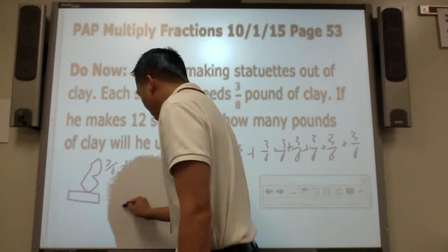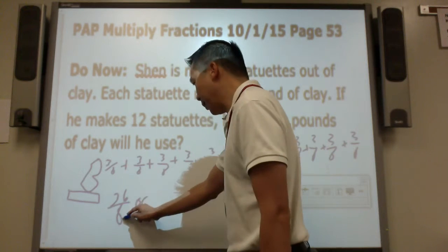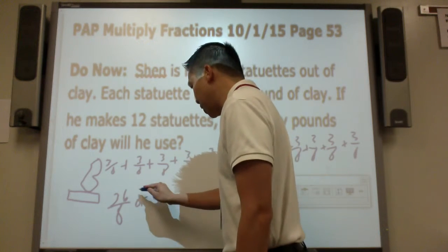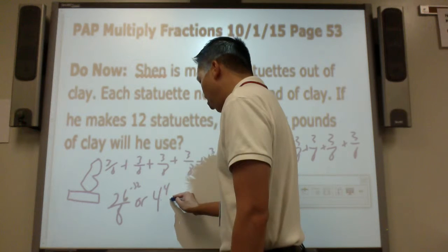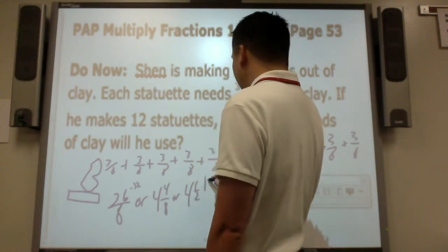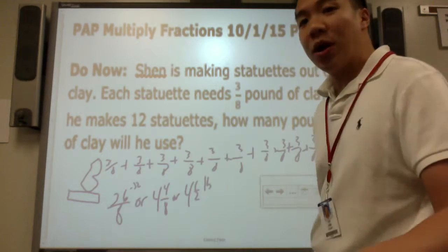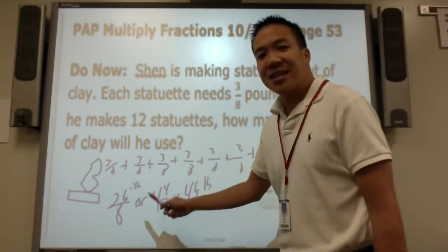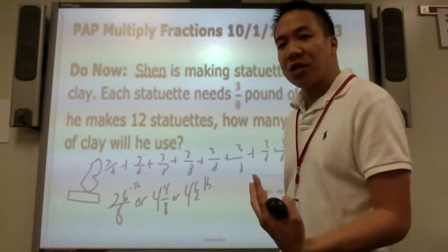So 36/8. Or how many groups of 8 go into 36? 4 times, it's 32. 4 and 4/8, or 4.5 pounds of clay. That's one way you could have done it. This is not efficient. There must be a better way.